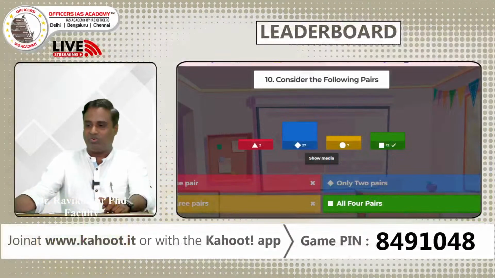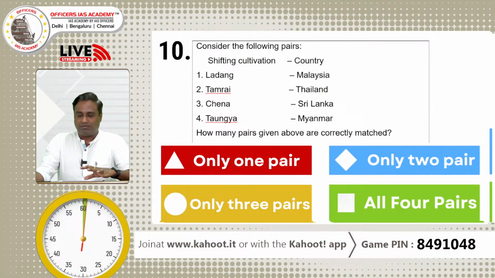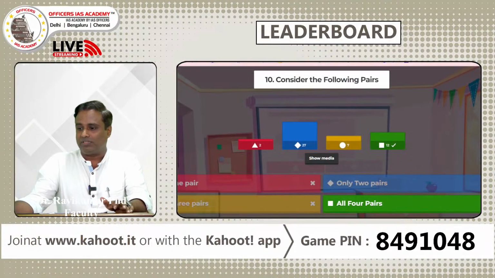Okay, now we go to discuss the answer. Shifting cultivation is Ladang in Malaysia, Thamrai in Thailand, Chena in Sri Lanka, Tungia in Myanmar. All 4 are correctly paired up. So the answer is D. 12 people have given the right answer. I think some people gave only 2 pairs, and some thought we had swapped in between, but we didn't swap it. We gave it exactly as such.